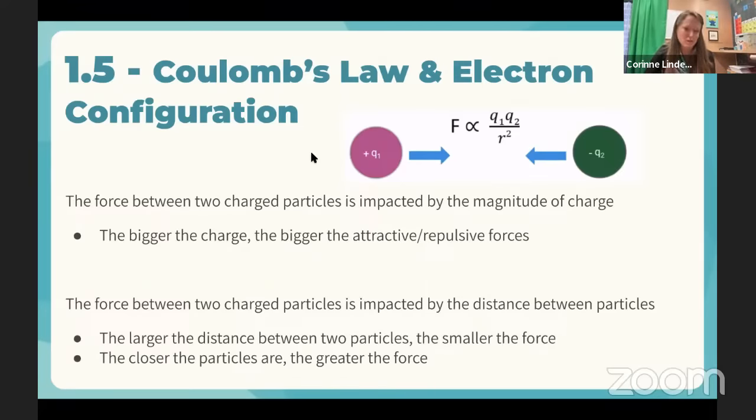That's going to impact everything, right? So that which will then also impact their physical properties like melting point, boiling point. So if you have small ions tightly packed together, those are going to have really strong forces of attraction. It's going to take a lot of energy to break those forces in between those atoms.